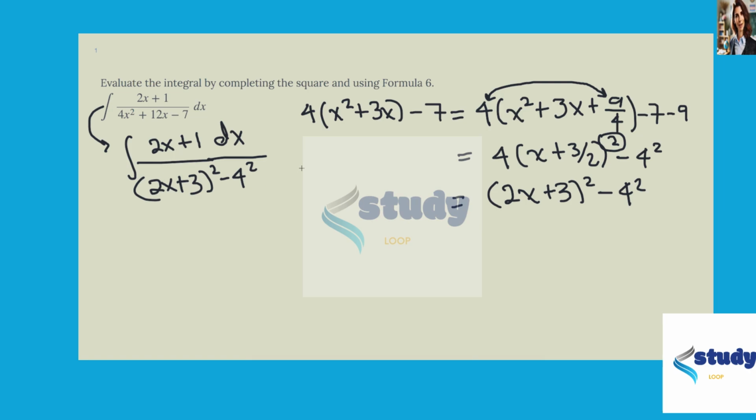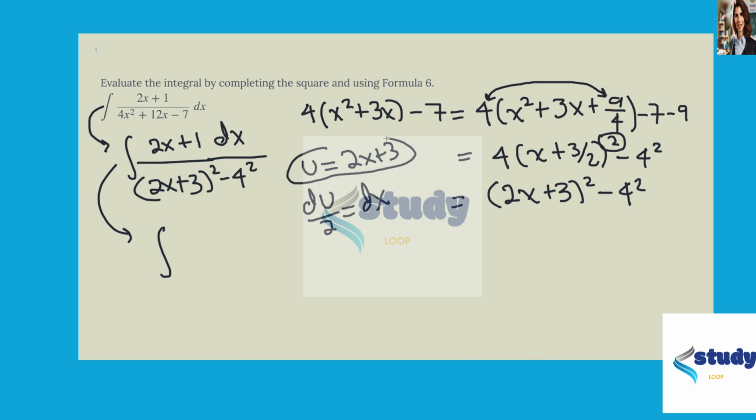Now we can try u substitution. Let's take u to be 2x plus 3. du over 2 equals dx. And in this integral up top, we have 2x plus 1. Well, that's just u minus 2. And we get that by subtracting both sides of this equation by 2. We get u minus 2 equals 2x plus 1. And then we have du, don't forget the 1/2, let's take that out. On the bottom, we see that we have u squared minus 4 squared.